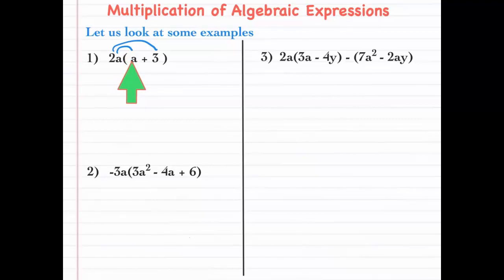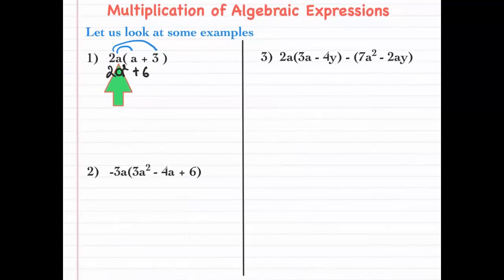And then 2a times a. So 2 times 1 is a 2. And then letters with the same letters, a times a. That's the exponent law. So write the a, and then that 1 plus the 1 gives me the power of 2, right? Okay. Then plus and a plus gives me a plus. And then 2 times 3 gives me 6.